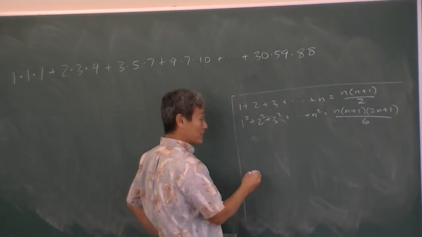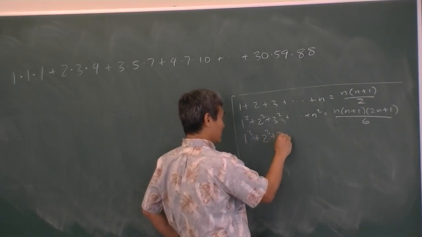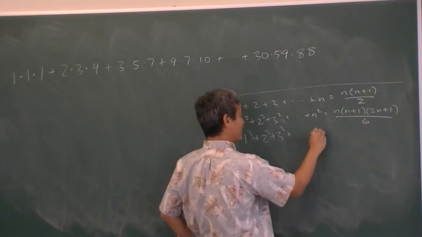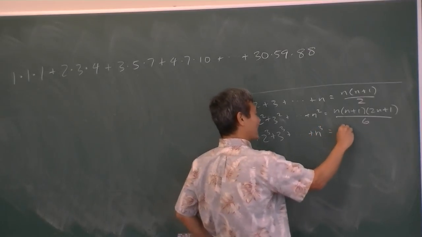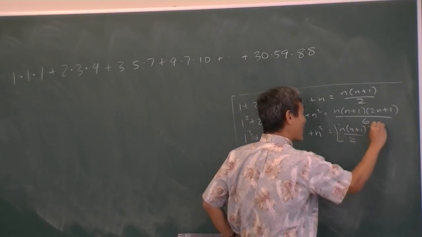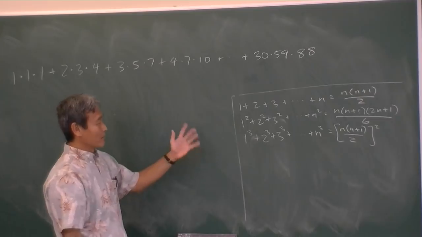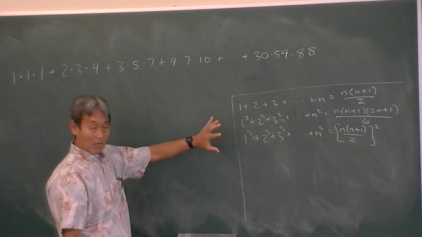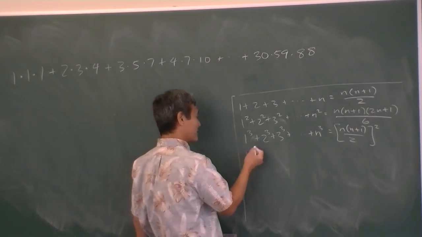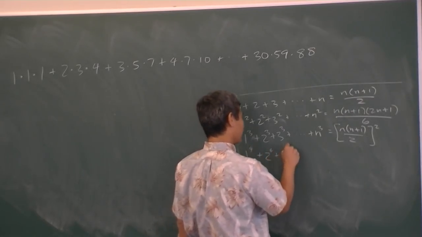What about cubes, Mr. Park? Is there a formula for that? You bet your sweet bippy there is. So, all the way until you hit n cubed, the formula is n times n plus 1 all over 2 quantity squared. Now that's all I'm going to require you to memorize, okay? However, I remember every so many years, I put this problem on the test.